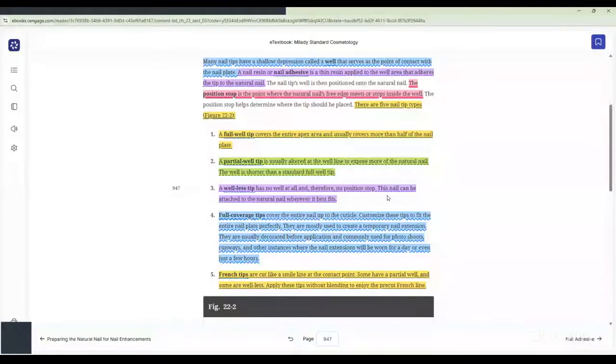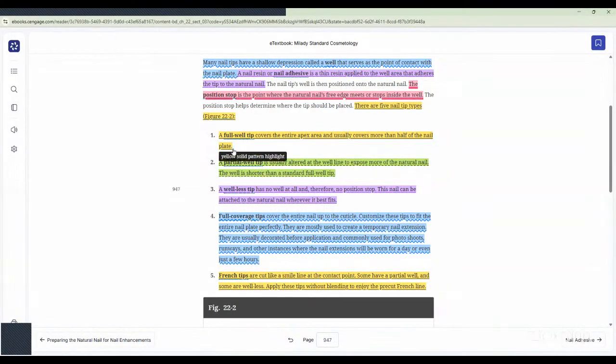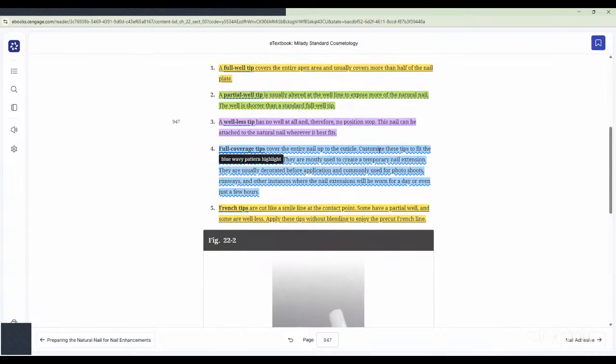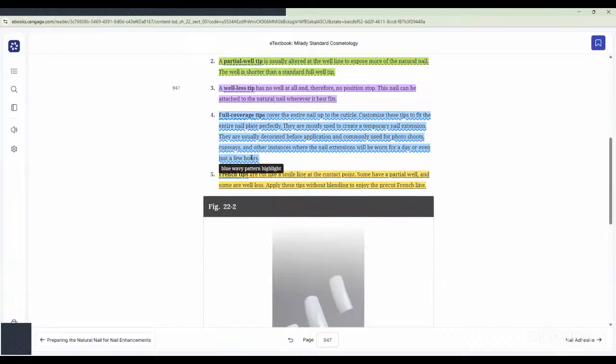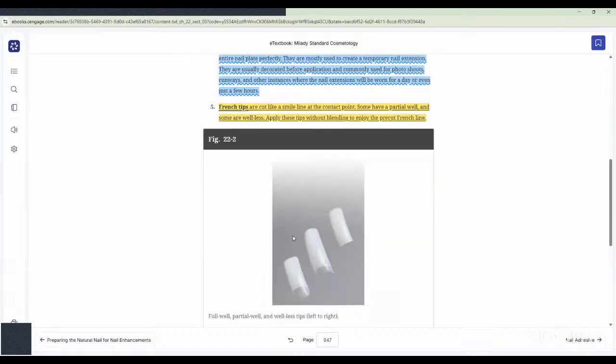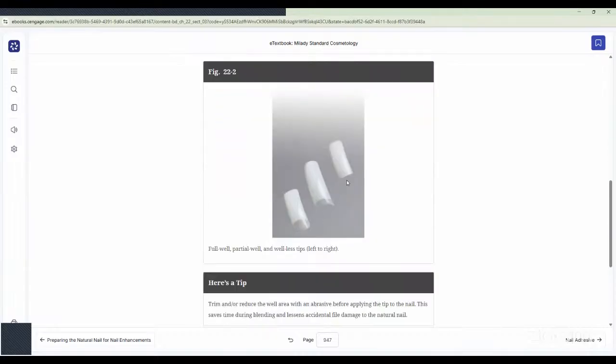More than likely, you just have a thin curvature tip and they put it right on the end of your fingernail. Full coverage tips are more like our press-ons, they cover up the whole entire nail. And then you have French tip. Most of the time you find them white, blending in color, partial. Some are with, this is what we're calling wells here. So you have some with wells and some not.